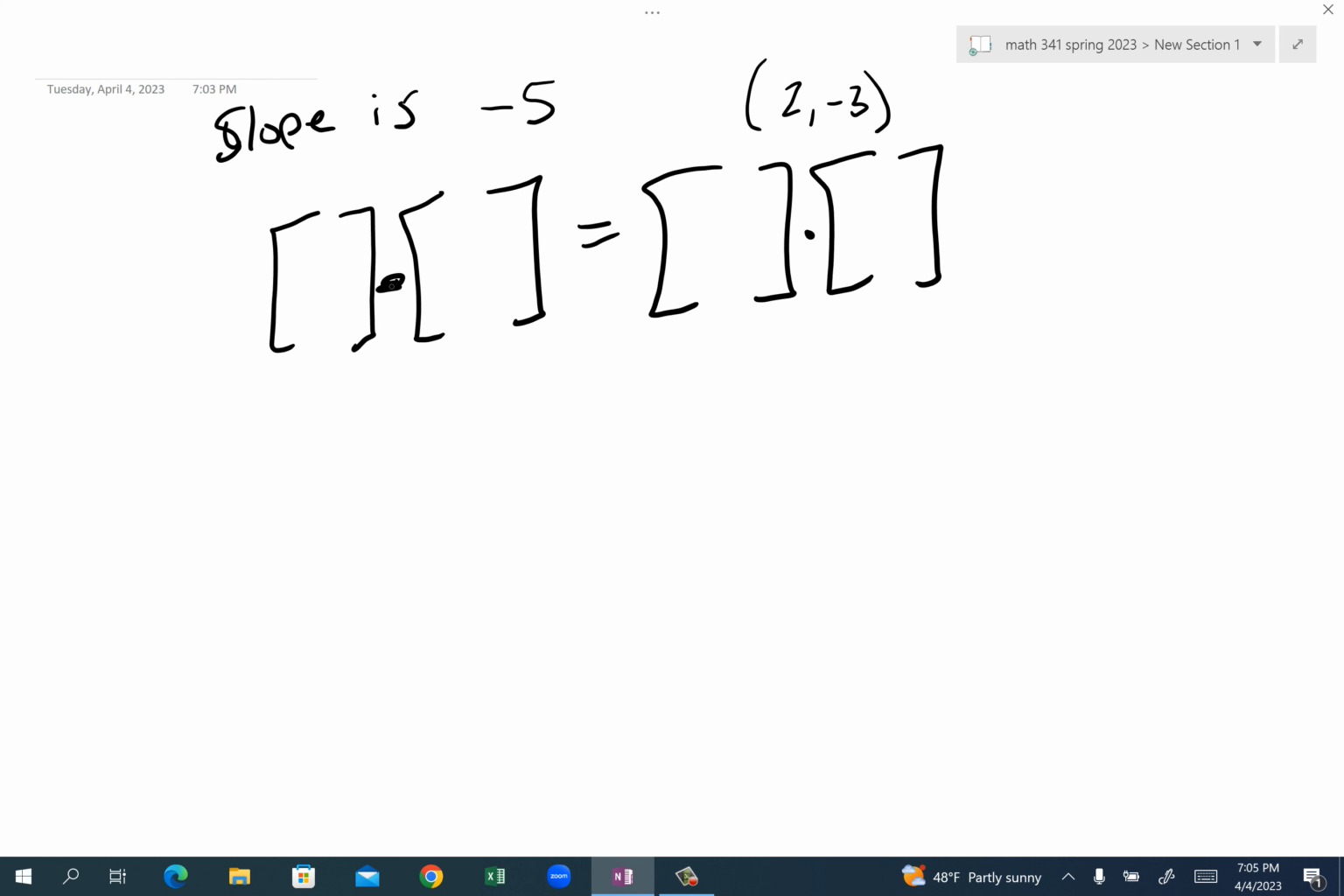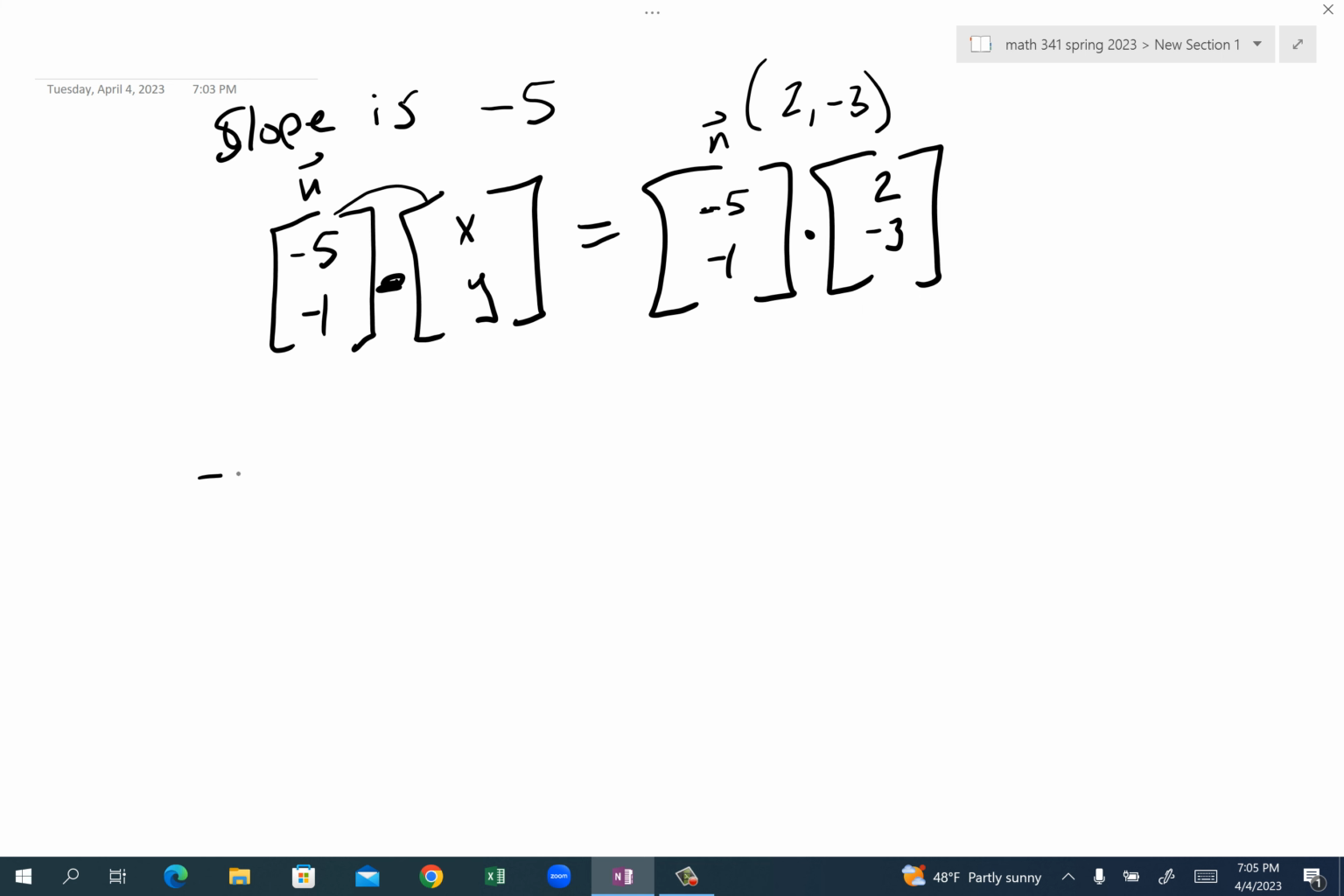So we're going to put in our n. Our n matrix, or vector rather, is always the slope and then always a -1. Always. This vector is always x, y, and this vector is your initial point. Wait, that's it? That's it, baby. Let's take the dot product.